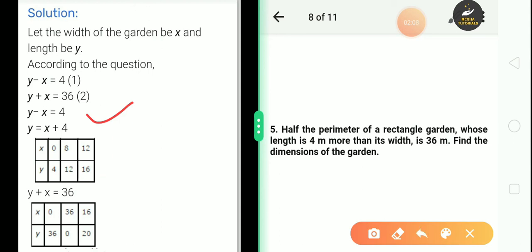Then consider equation 2, y plus x is equal to 36. You can select random values. When x is equal to 0, we are getting y is 36. When x is equal to 36, we get y is equal to 0. And when x is equal to 16, we get y is equal to 20. So coordinates for equation 1 are 0, 4, 8, 12 and 12, 16, and for equation 2 are 0, 36, 36, 0 and 16, 20. Now let's plot these points on the graph paper.